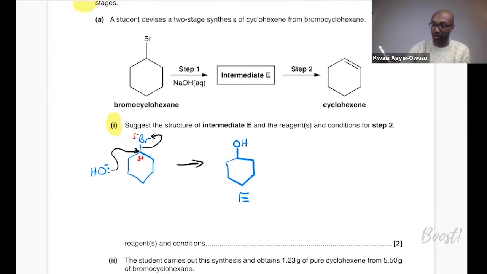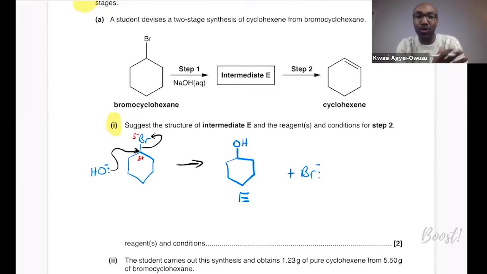it's useful to practice drawing the mechanism. And of course the other product, which we're not required to show, would be your bromide ion. Okay, so we've got the intermediate E shown there.